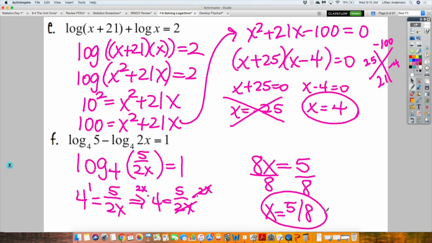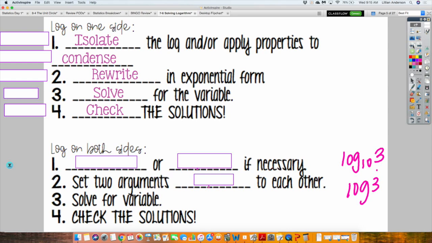That is how you solve a logarithmic equation where you have a log on one side. Okay? When you have a log on both sides, it's actually even easier. It's still 4 steps, but it's even easier, okay?